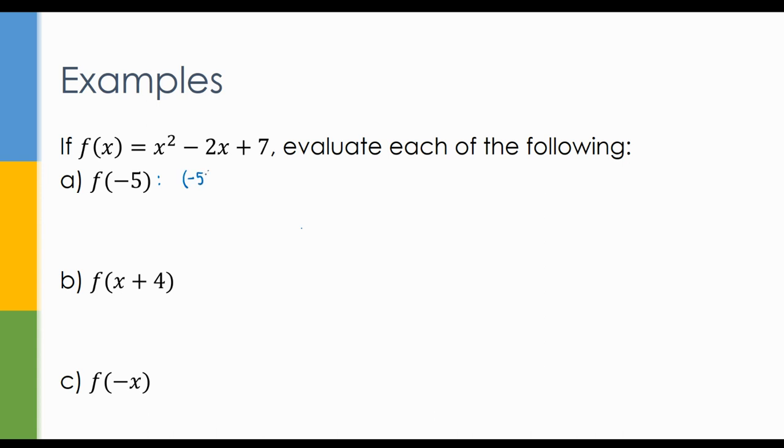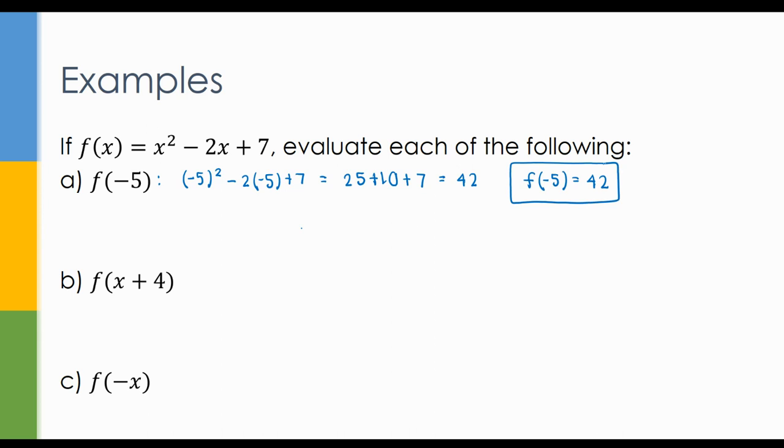So we will have in parentheses negative 5 squared minus 2 times in parentheses negative 5 plus 7. When I start simplifying, negative 5 quantity squared is positive 25. Back-to-back negatives, negative 2 times negative 5 is positive 10. Then we are adding 7. If I add all of those numbers together, we're going to get 42. So I would write it as f of negative 5 equals 42. So there is our function at negative 5.